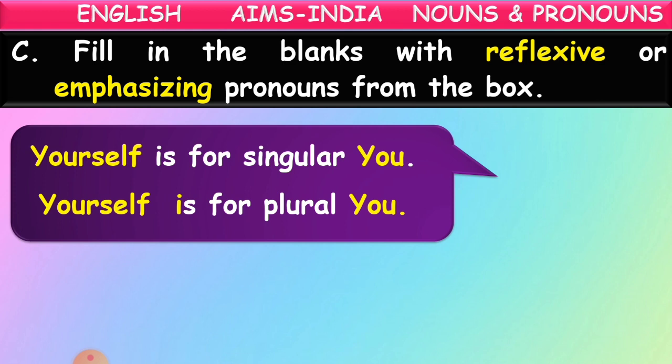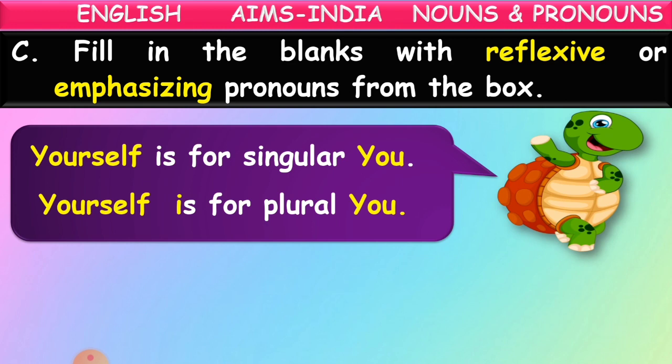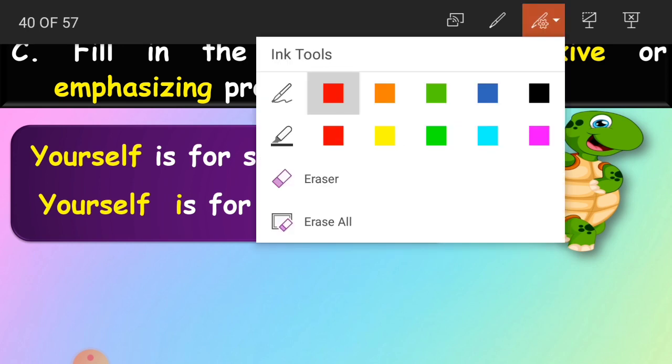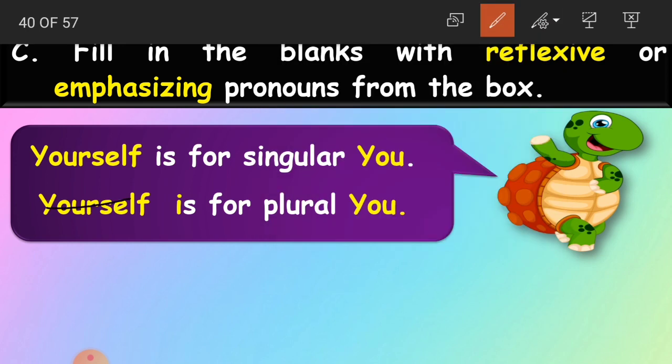And if you see here, yourself is for singular you. Yourself is for singular you, and here this is not yourself, children. It must be yourselves. That is yourselves. Here it is mistakenly printed. Okay, it is yourselves. Yourselves is for plural you.